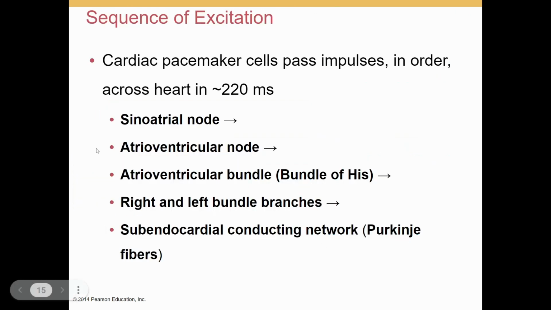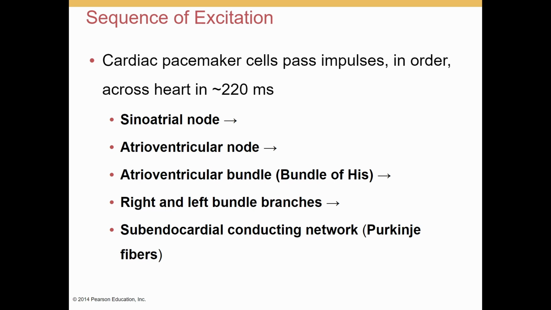Cardiac pacemaker cells will pass impulses in a certain order across the heart. So not only can they generate their own electrical signal, they're going to do so in a certain order. It takes about 220 milliseconds. We start with the sinoatrial node, and then go to the atrioventricular node, followed by the atrioventricular bundle, also known as the bundle of His, the right and left bundle branches, and then the subendocardial conducting network, also known as the Purkinje fibers.